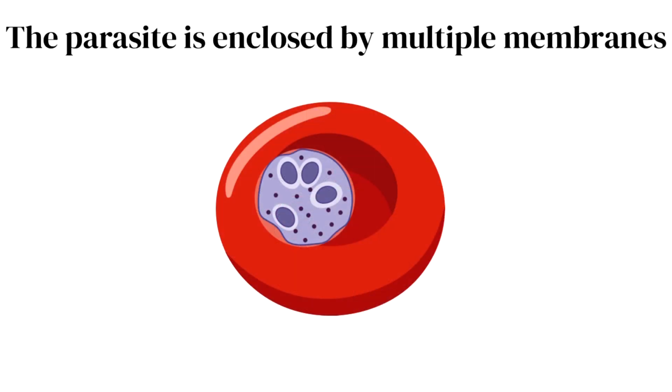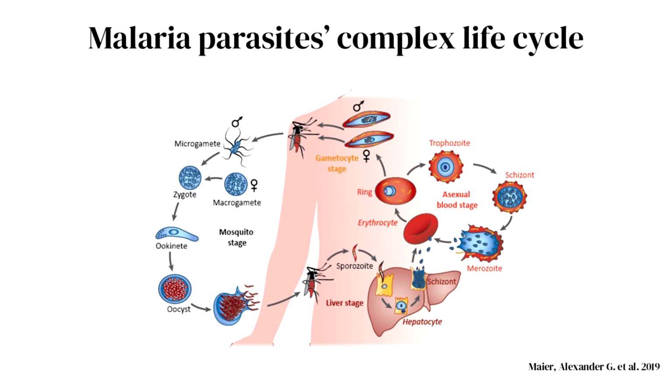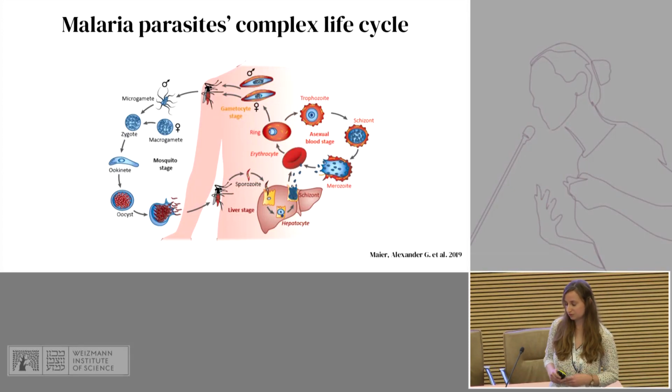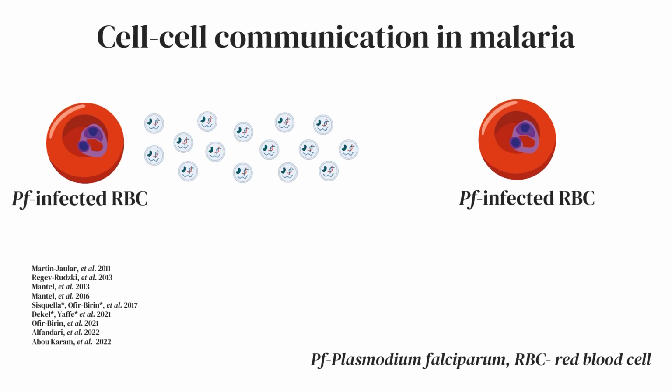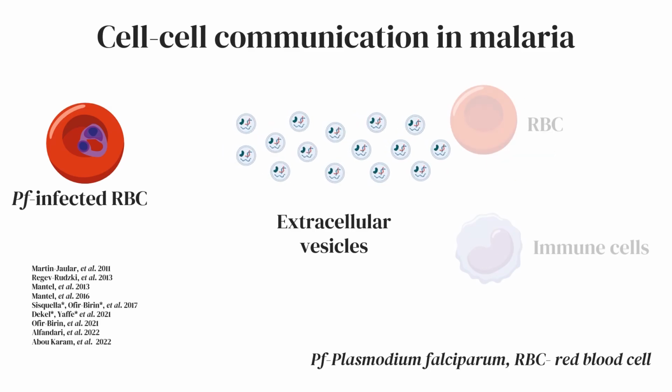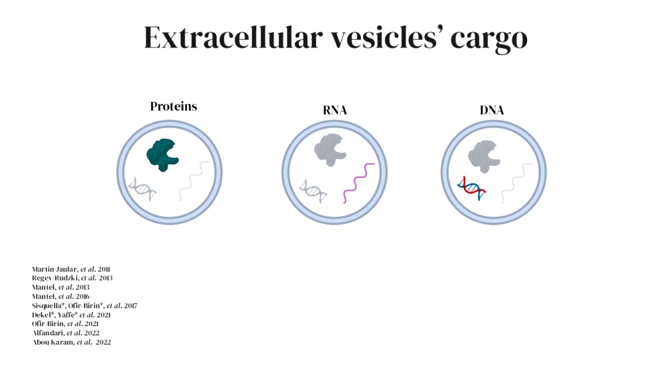This parasite is encapsulated by multiple membranes. You can imagine that for such a complex journey, it had to develop means to coordinate its actions. So this is what we are studying in the lab: the communication of the parasite. We and others have already shown that the parasite communicates through extracellular vesicles, with itself and with its host cells. These extracellular vesicles are bubble-like organelles that contain protein, RNA, and DNA.